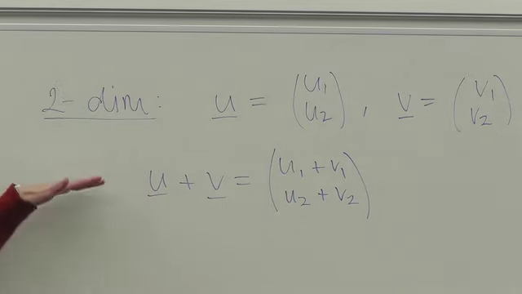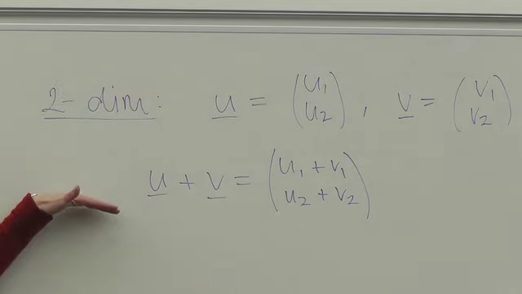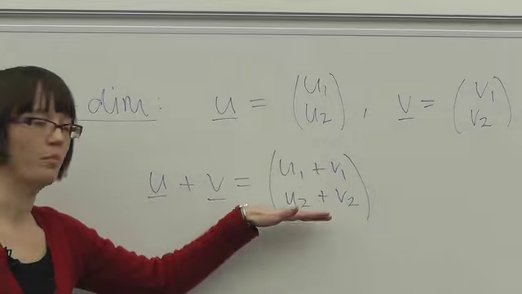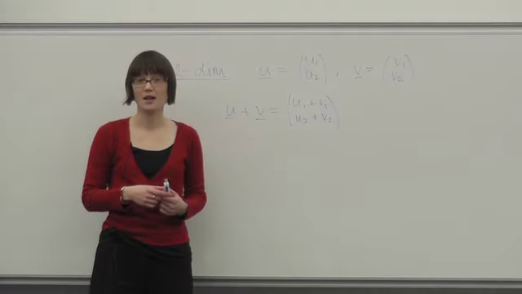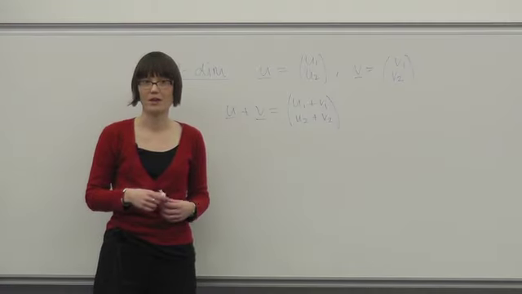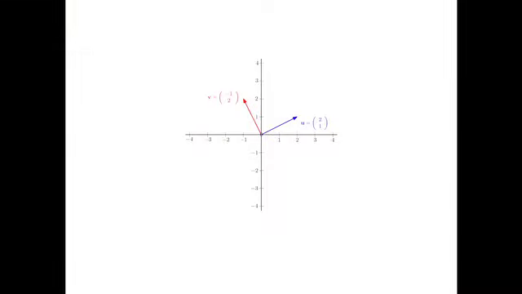So again, this operation just works component-wise. To add my two vectors, I just add their components. Let's have a look at an example and see how we can interpret this geometrically. Here I've got my two-dimensional vectors sitting in two-dimensional space. I've taken the vector u to be the vector (2, 1), and v is (-1, 2). Then according to the definition we've just given, the vector u plus v should be the vector (1, 3).